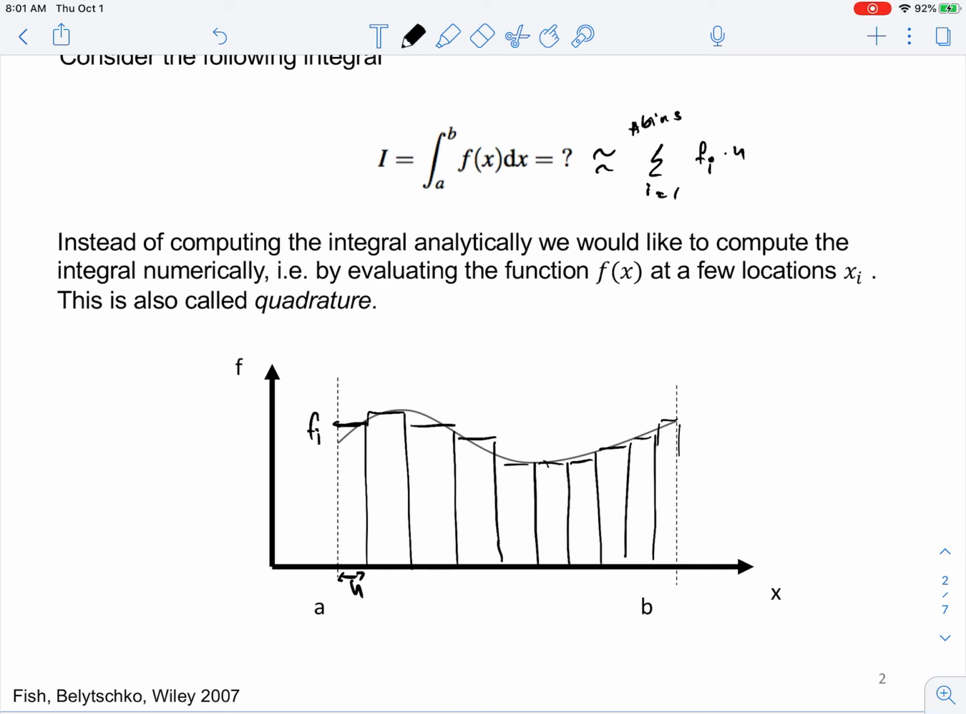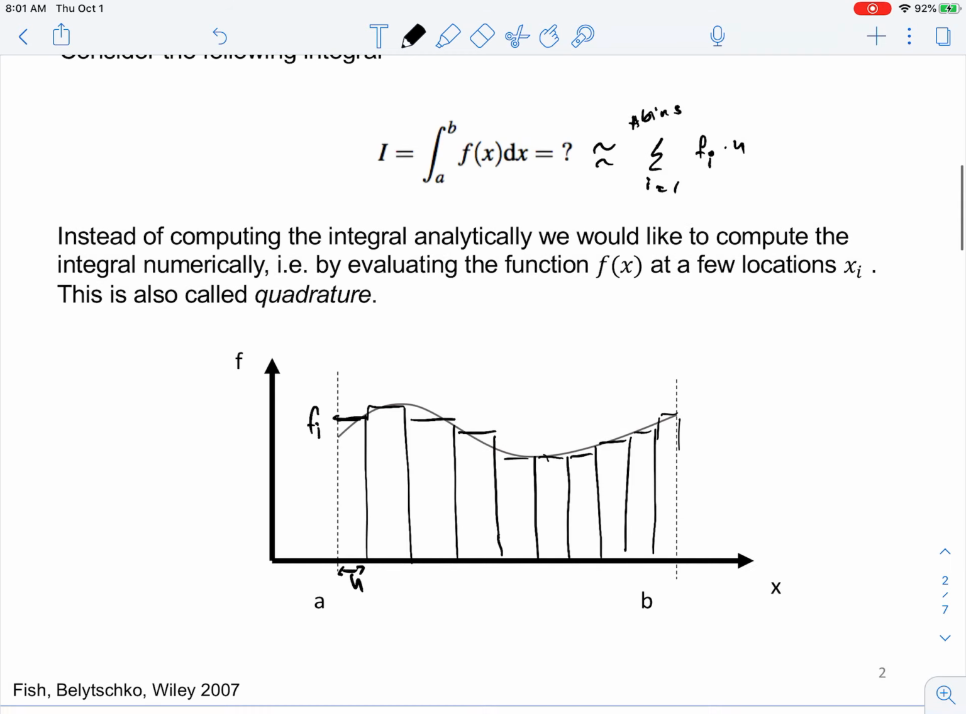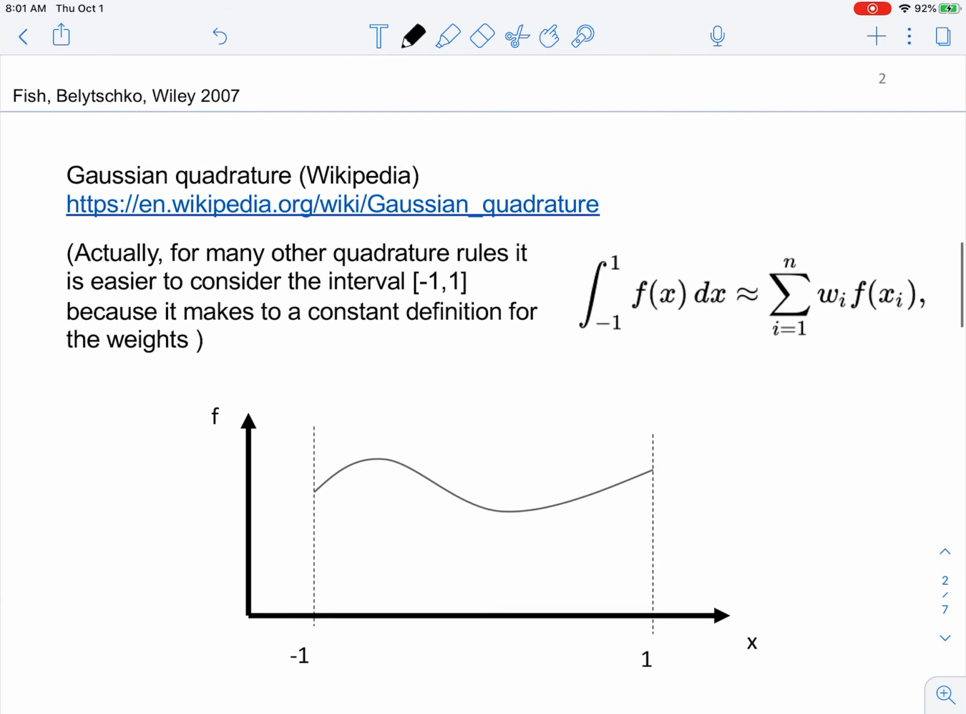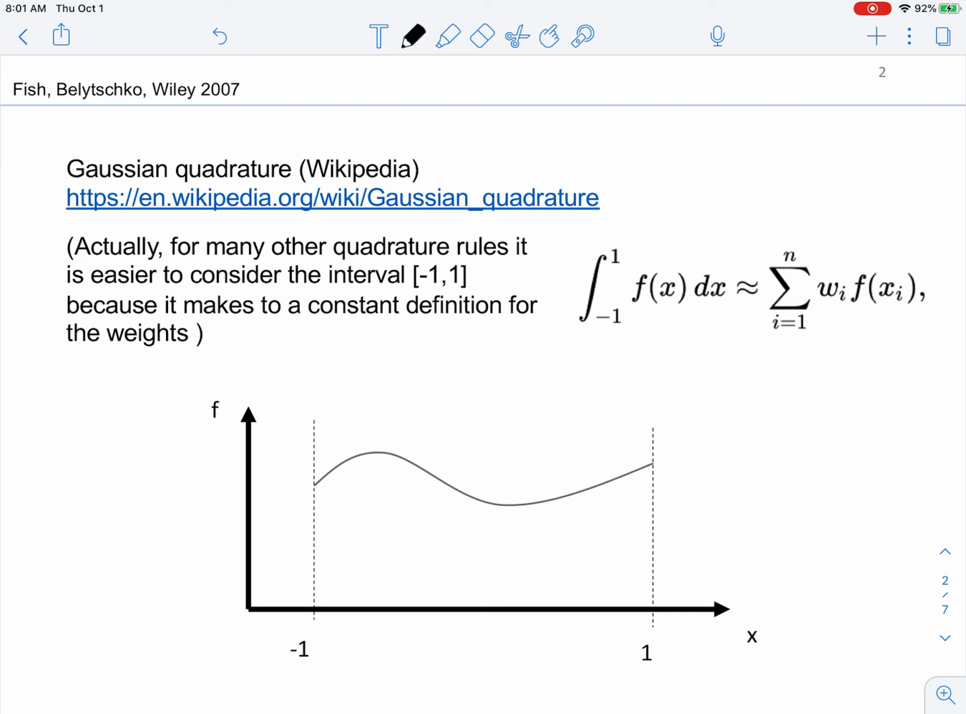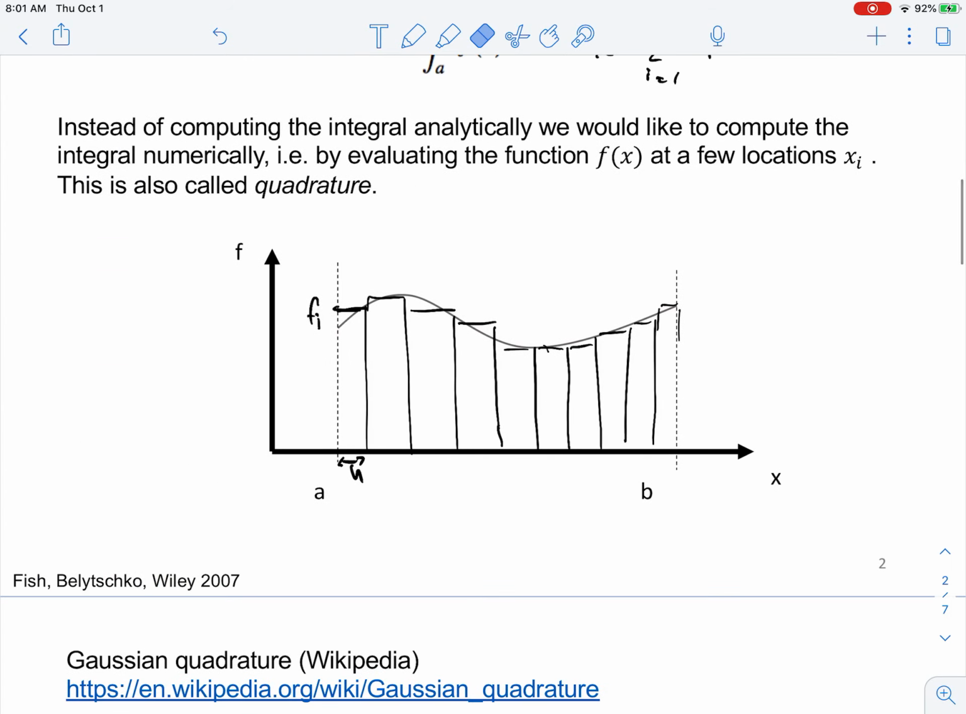So in 1D, this could be really easy to do. And then it's convenient to map this function to a given domain. So Gaussian quadrature are rules that allow you to integrate functions very accurately with very few points, but it only works on the -1 to 1 interval. And then there's tables that tell you, depending on how many function evaluations you want to do.